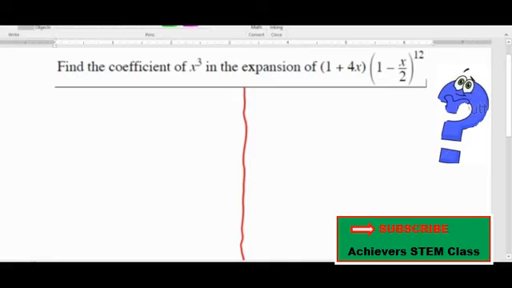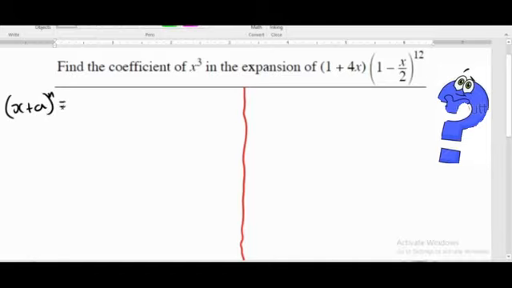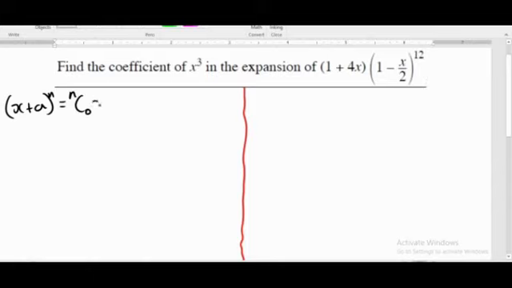Before we go into expanding this, firstly, let's have a reminder of how to use binomial expansion. The binomial formula simply states that if you have a binomial, let's say x plus a raised to the power of n, the first term of this expansion is going to be n combination 0. Always remember it's always 0. So x raised to the power of n, then a raised to the power of 0. This is the first term.